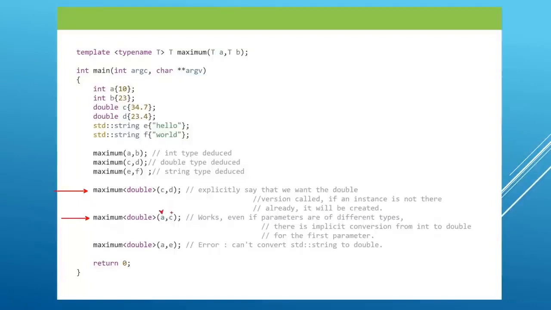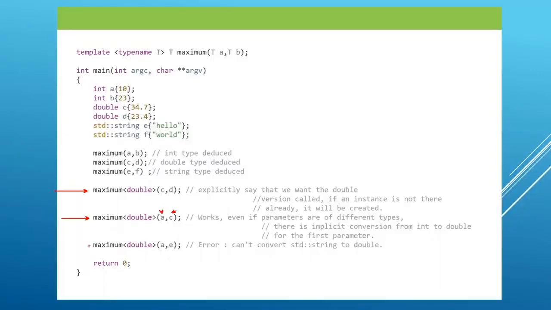So if we make the call like this, the compiler is going to see that we are calling with int and double types because A is int and C is double. But it's going to see that you want the double template instance generated. Now the compiler will have the possibility to do implicit conversions from other types to double. And if this implicit conversion fails, then we're going to get a compiler error.